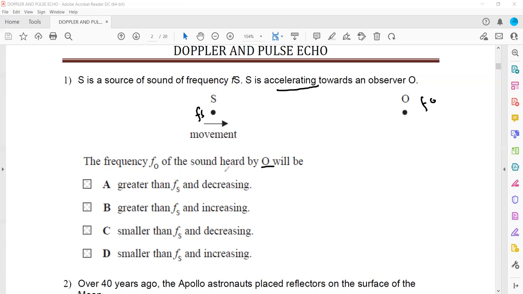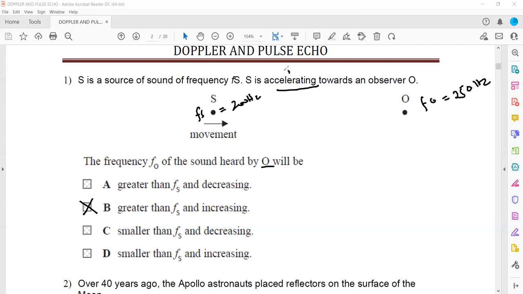So what will happen? Source is emitting out a frequency, like if I say source is emitting out a frequency of 200 hertz. But because the source is moving towards the observer, the observer will not receive the same frequency from the source. It will receive a higher one because it is moving towards the observer. So it means the frequency which is received by the observer will be greater than the frequency which is emitted out from the source, and greater as well as increasing.